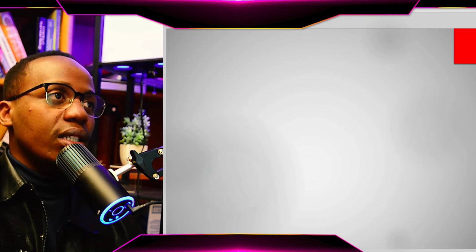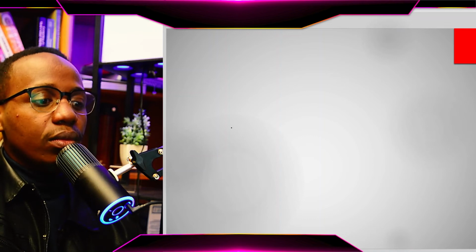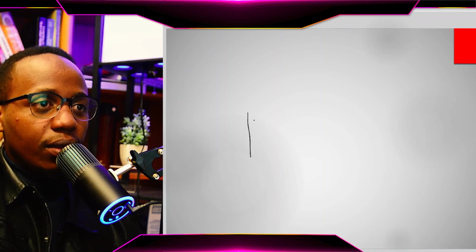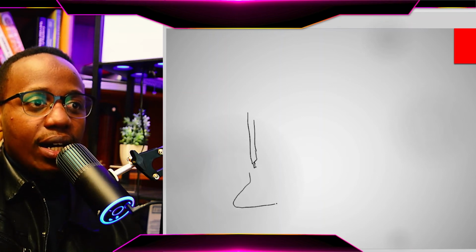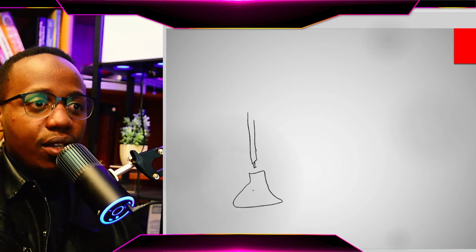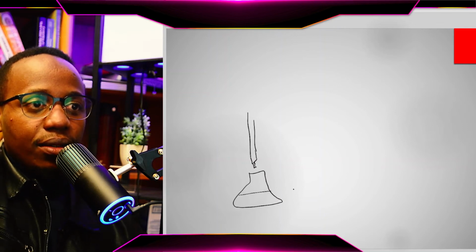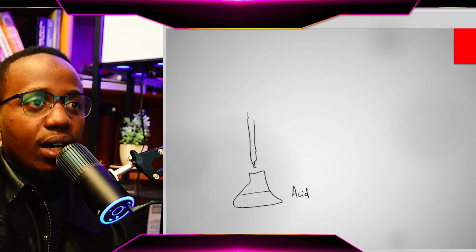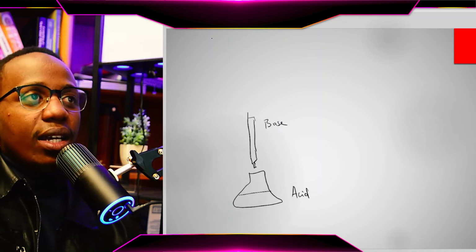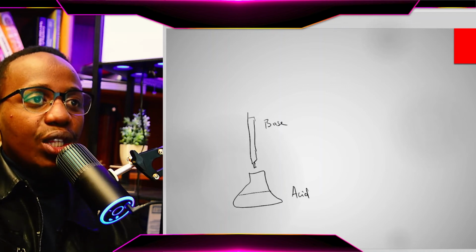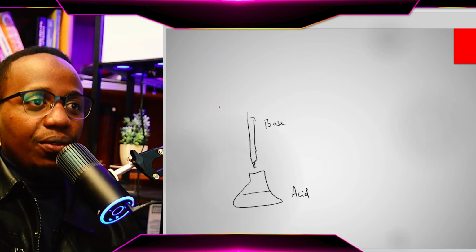Let me draw this again. You have your nice burette right there. You have your acid at the bottom, right? So the acid, and then here you have the base in the burette. And look at this. In the end, you're gonna know the concentration of the base.